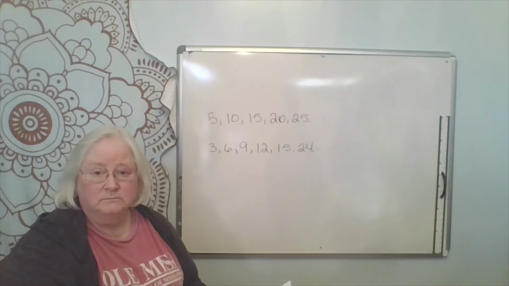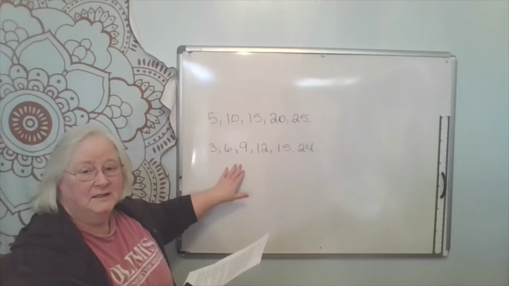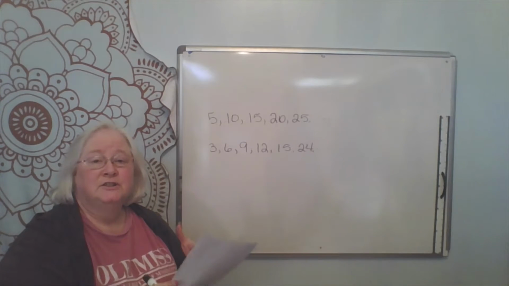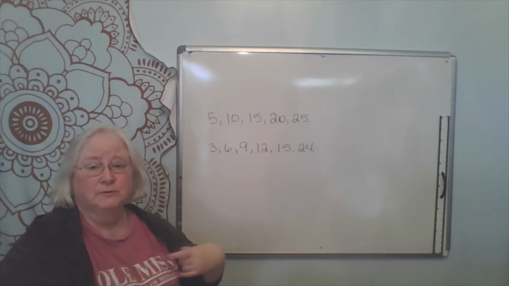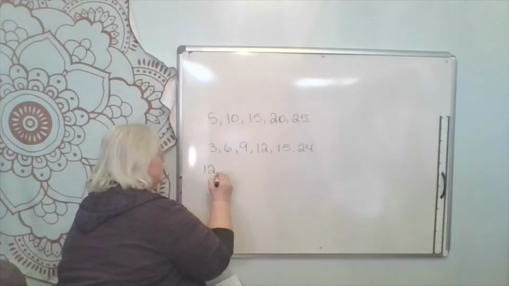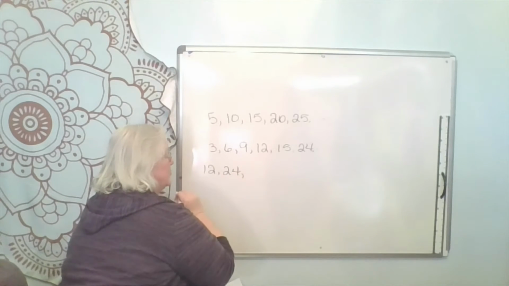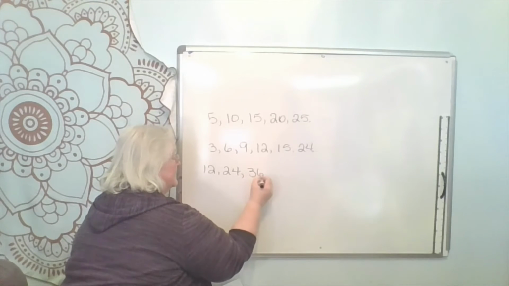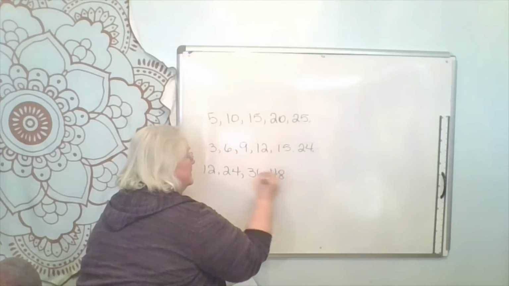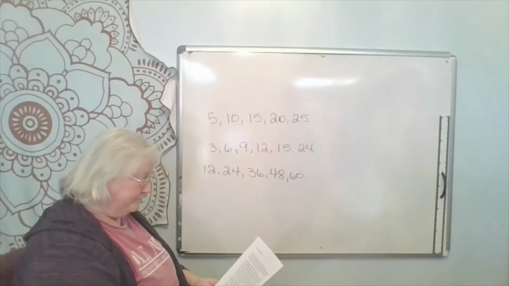Let's try a harder one, okay? But if you know your multiplication tables, you should know all of these. That's why I always tell my students the easiest way to do math well is to know your multiplication tables. So let's try 12. 12 times 1 is 12. 12 times 2 is 24. 12 times 3 is 36. 12 times 4 is 48. 12 times 5 is 60. And we can keep going.